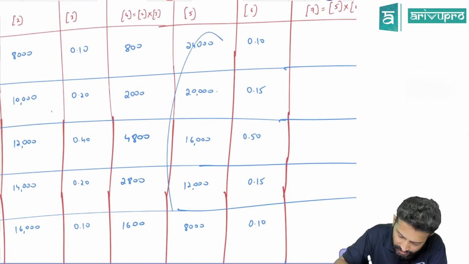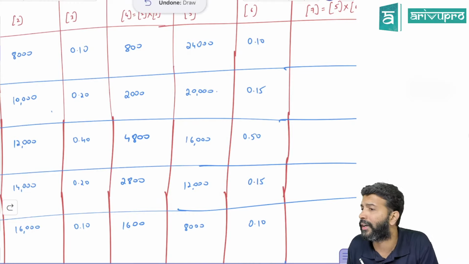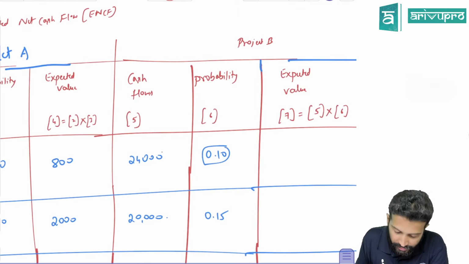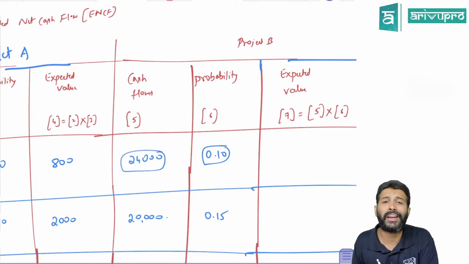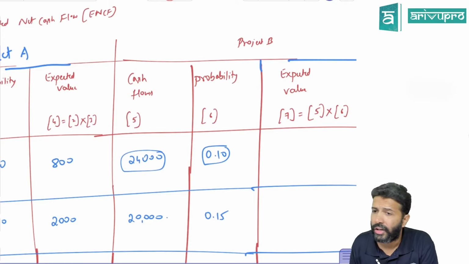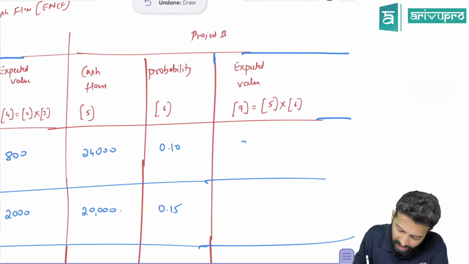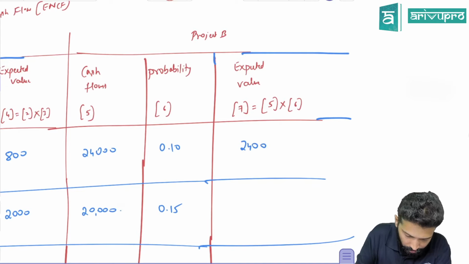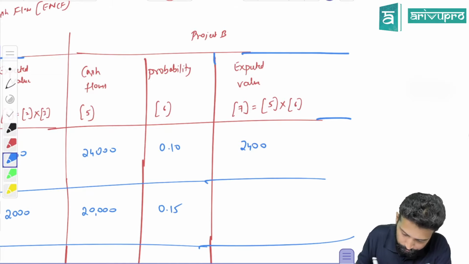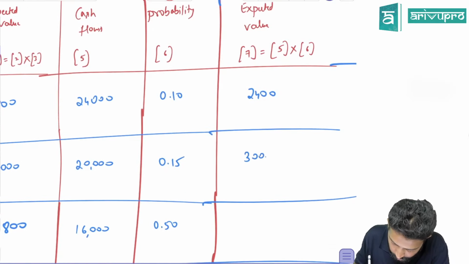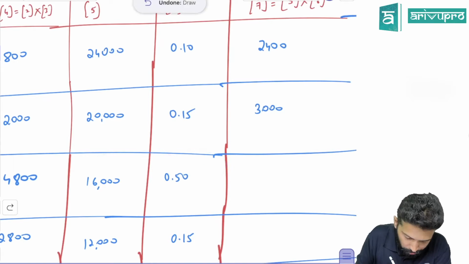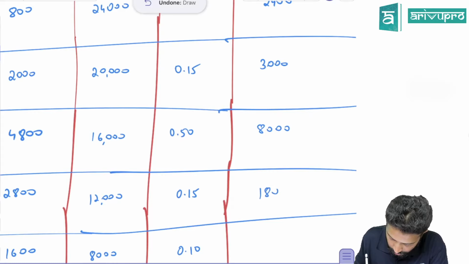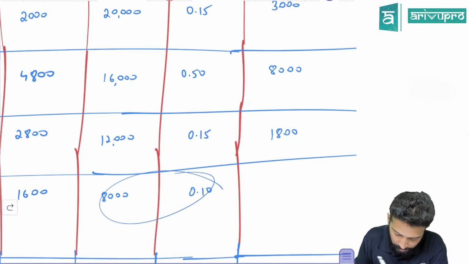What do I have to do now? Can I consider these cash flows, or do I have to multiply them by the probability factor? Multiply. There is a 10% chance that event A occurs, and the cash flow that event A brings for project B is 24,000. So how much will be my expected value? 2,400. Here it will be 3,000 rupees. And here it will be 16,000 multiplied by 0.5, which will be 8,000. Here it will be 1,800. Lastly, it will be 800.